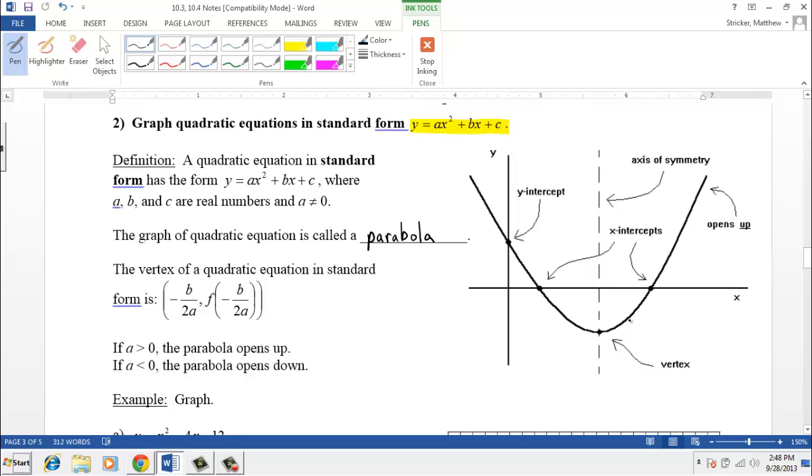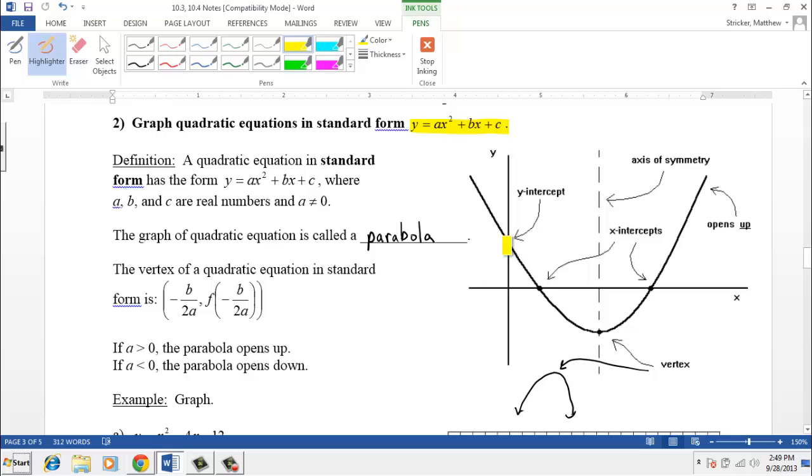And there's a couple of important parts to this graph. The first part I want to point out is what we call the vertex, which is this lowest point down here. The vertex is either the lowest point if a parabola opens up, or if it's a parabola that opens down, the vertex is the highest point. Okay, we could also talk about where those intercepts are. We just talked about how to find them, but the intercepts are these two points where it would cross the x-axis. And then the y-intercept is the point where it crosses the y-axis.